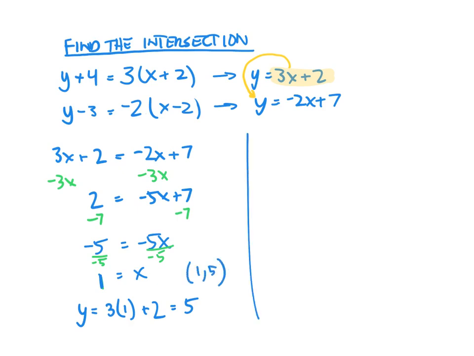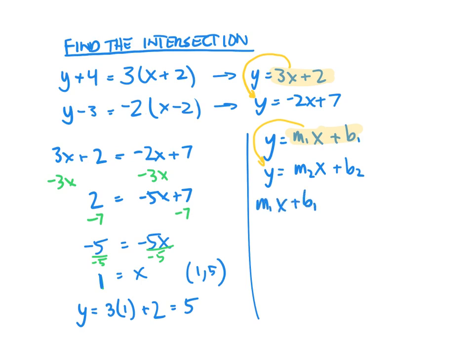Let's do the same thing though, and this time we'll do it with just the letters m and b for a different slope and intercept. So we'll start the same way. We'll substitute y into the other equation and get m sub 1 x plus b sub 1 is equal to m sub 2 x plus b sub 2.